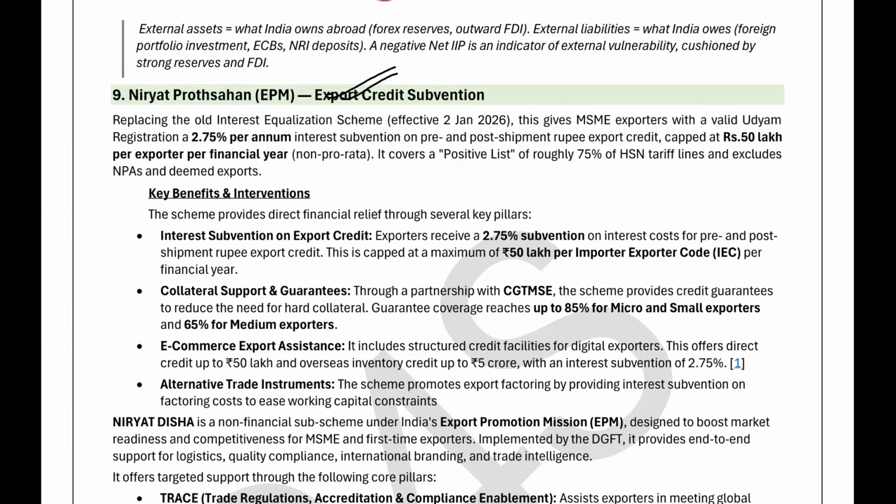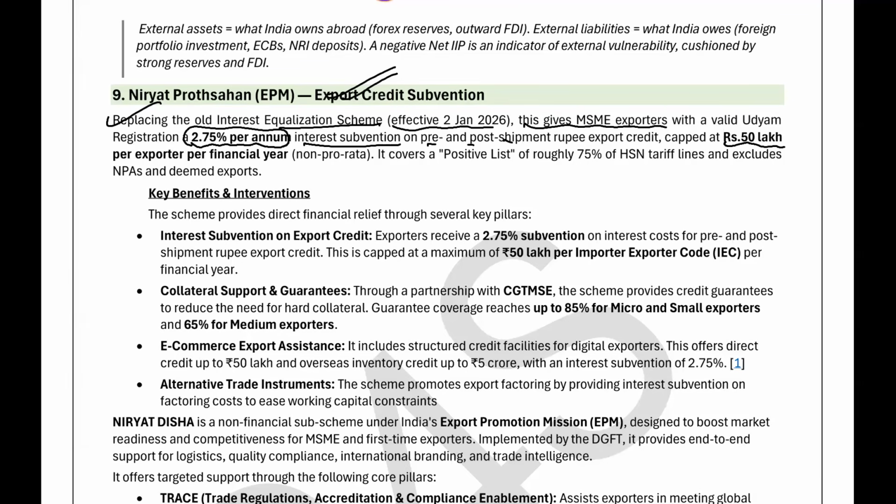So this is also a very important circular, replacing the old interest equalization scheme, effective from 2nd January 2026. This gives MSME exporters with a valid Udyam registration up to what? 2.75% per annum interest subvention on pre and post shipment. Remember this, I see these questions repeating often in various test series and everything, including this. 2.75% per annum interest subvention on pre and post shipment rupee export credit, capped at rupees 50 lakh.